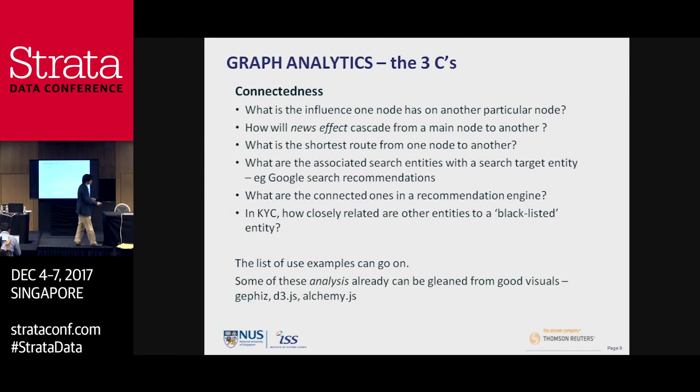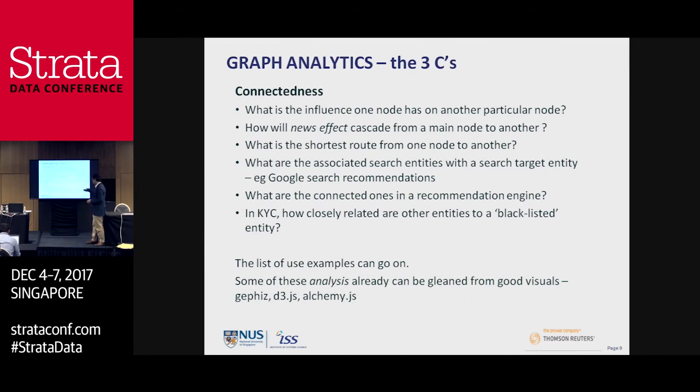And in a news effect, cascading from the main node to another, a lot of financial crises happen because of the propagation of fear, the propagation of news in a social network or through the news media. This is an area of active research which I'm interested in doing presently. How does news get cascaded? How do prices get formed? Who are the buyers and sellers? All this is a form of connectedness in the network.